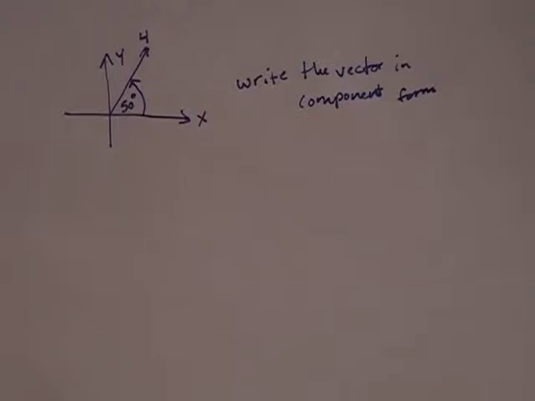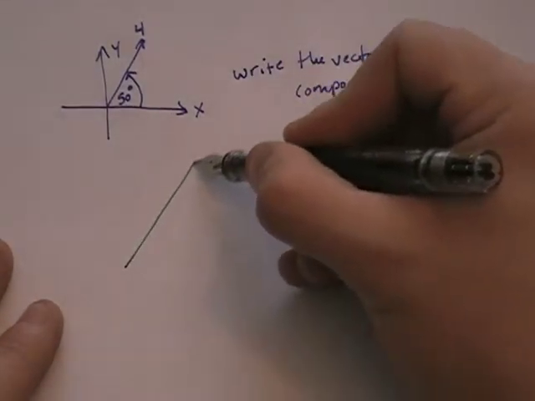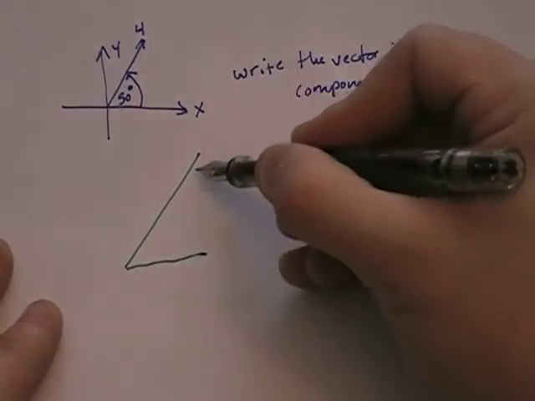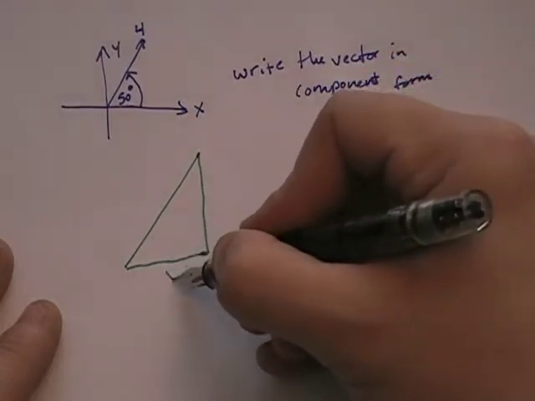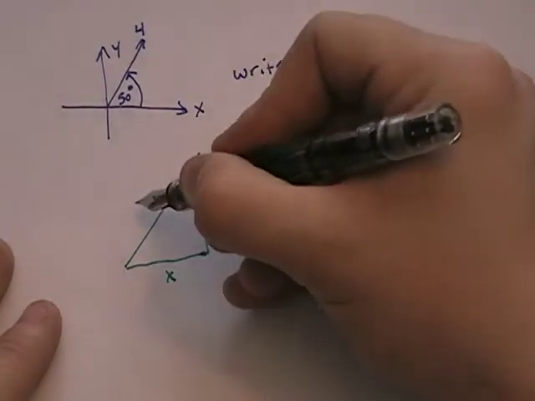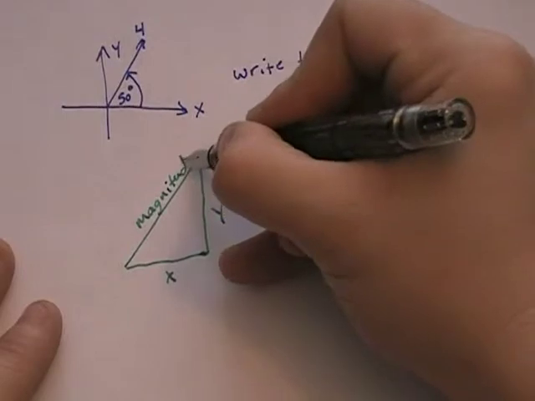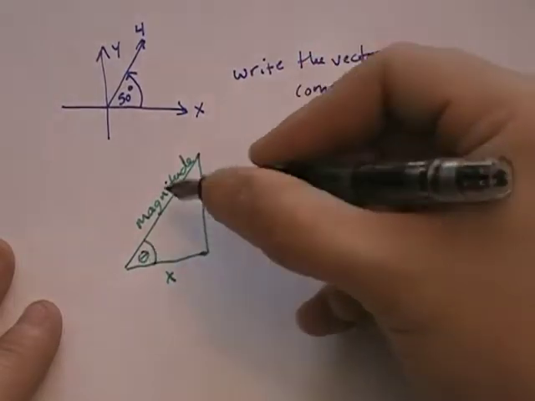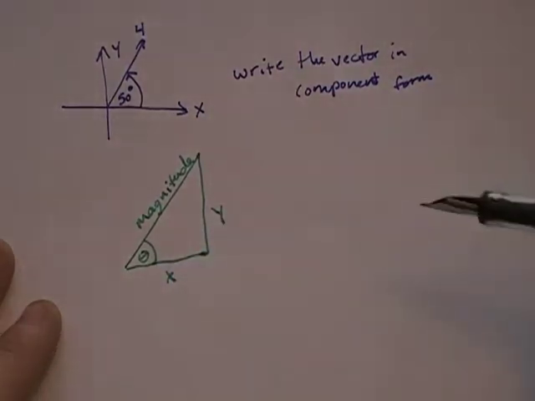So we've been given a vector of length 4 with a direction of 50 degrees, and we've been asked to write this vector in component form. And so again, I like to draw this out. No matter how you slice it, no matter how complicated someone tries to make it, basically every vector can be broken into either magnitude and direction or components.